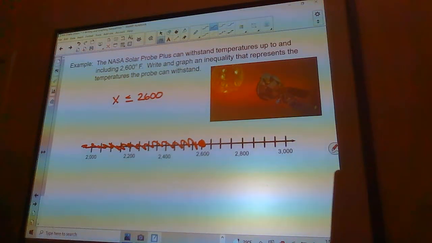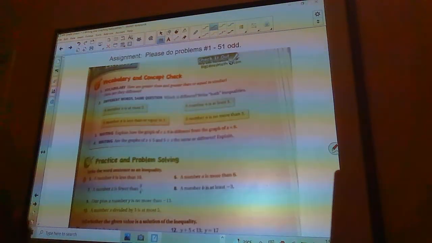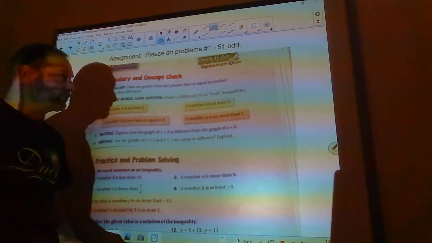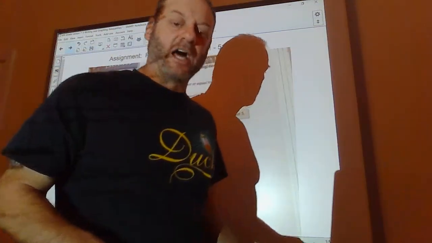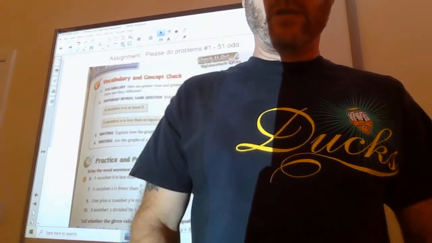Okay, so pretty easy stuff. You're going to get to do numbers 1 through 51 odd. It sounds like a lot, but it's really not that bad, and I will see you guys in class.